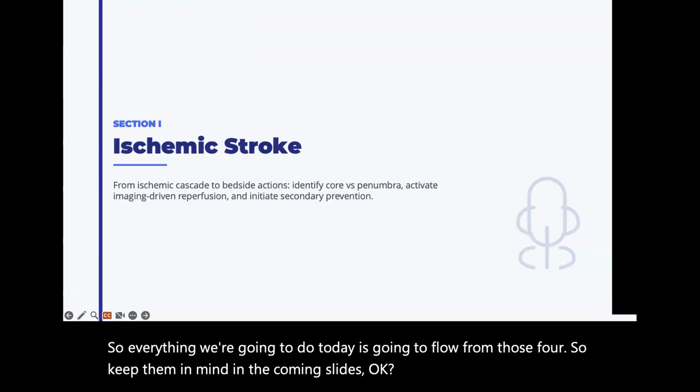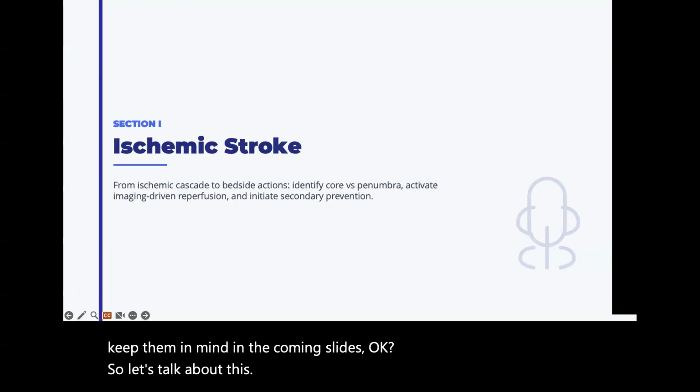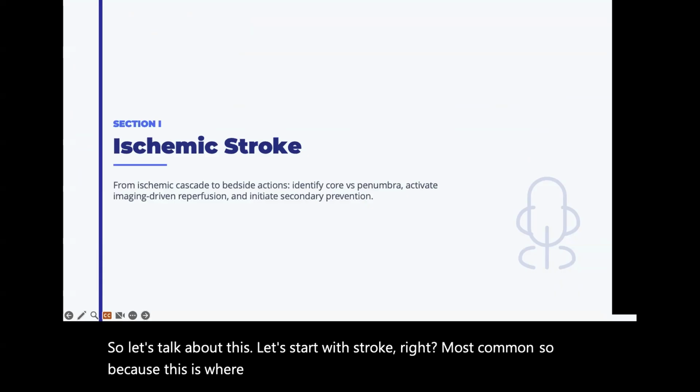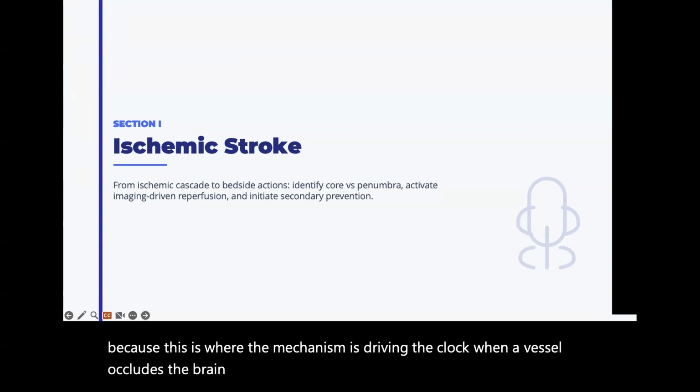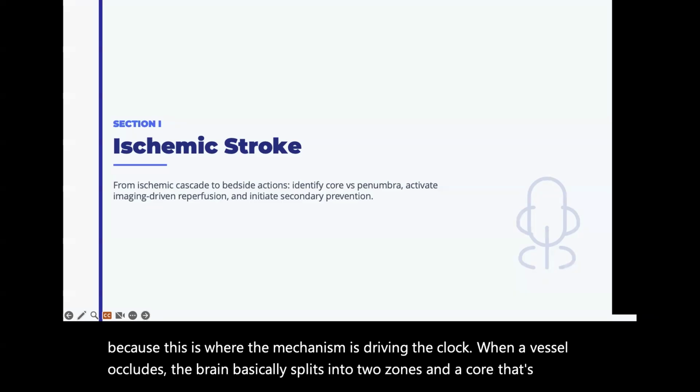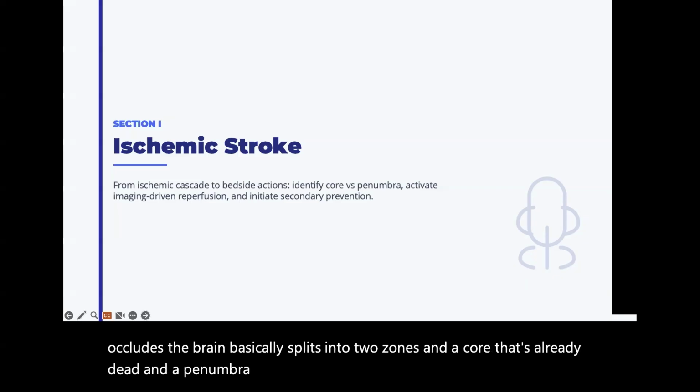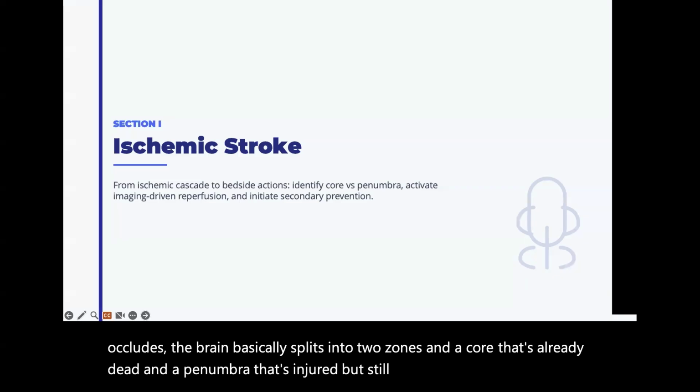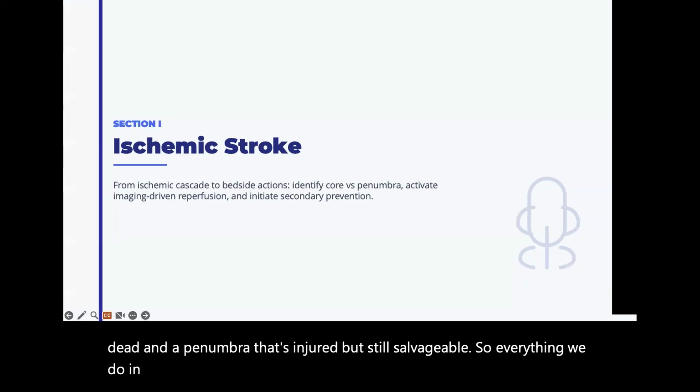So let's talk about this. Let's start with stroke, right? Most common. Because this is where the mechanism is driving the clock. When a vessel occludes, the brain basically splits into two zones: a core that's already dead, and a penumbra that's injured but still salvageable. So everything we do in acute stroke is about saving the penumbra before it becomes core.